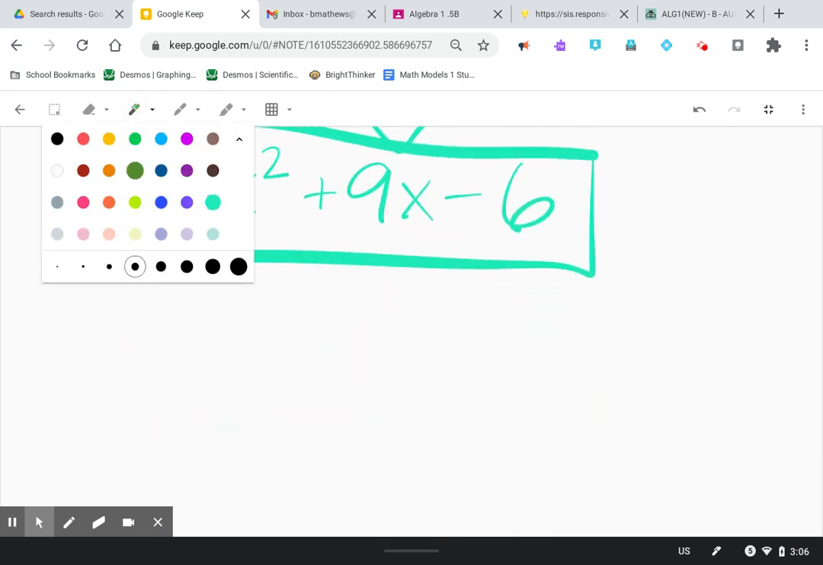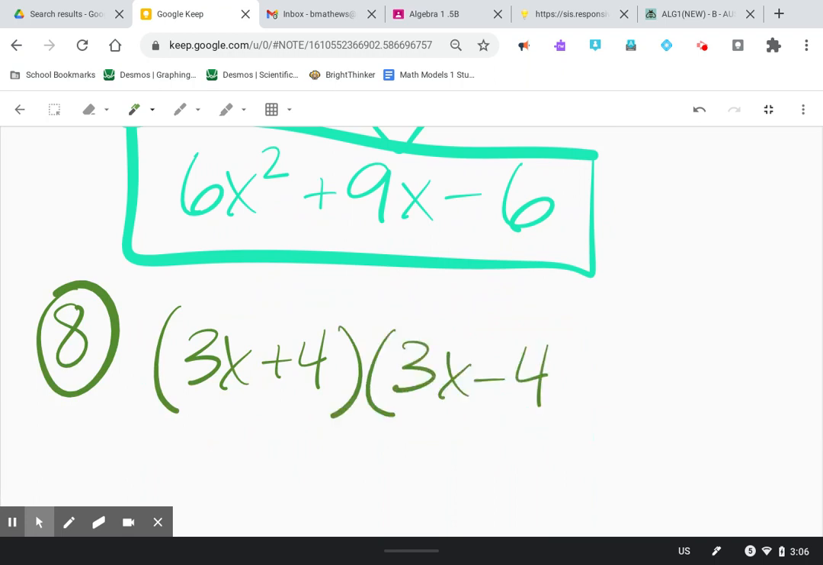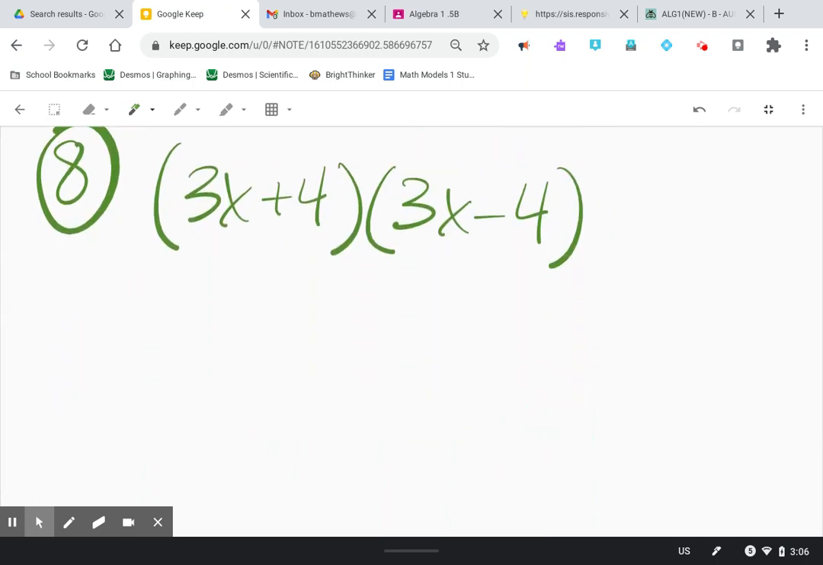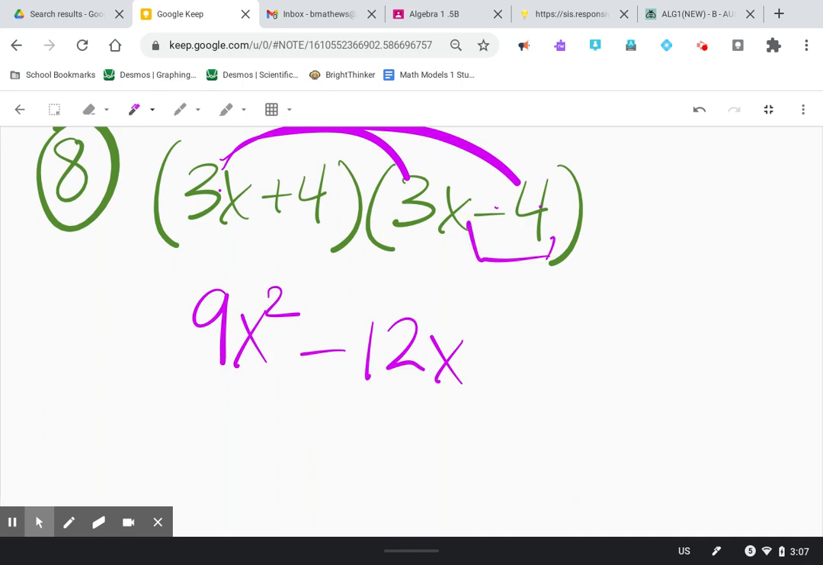All right. And let's do one more. Let's say I have 3x plus 4 and 3x minus 4. Well, when I do 3 times 3x, it's going to be 9x squared. 3 times 3 is 9. X times x is x squared. 3 times 4 is 12x because it's negative on the 4. It becomes negative down here. 3x times negative 4. Remember, always use the sign that comes before the number you're working with.